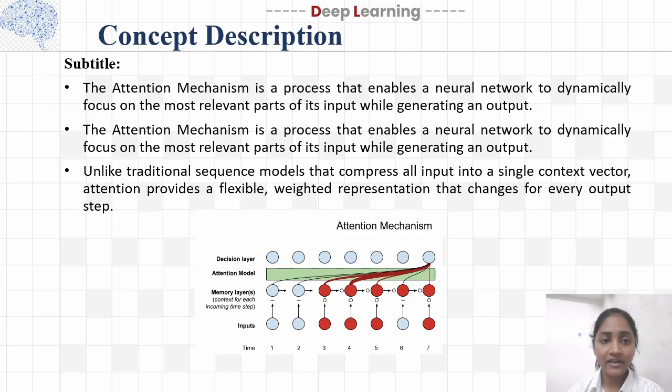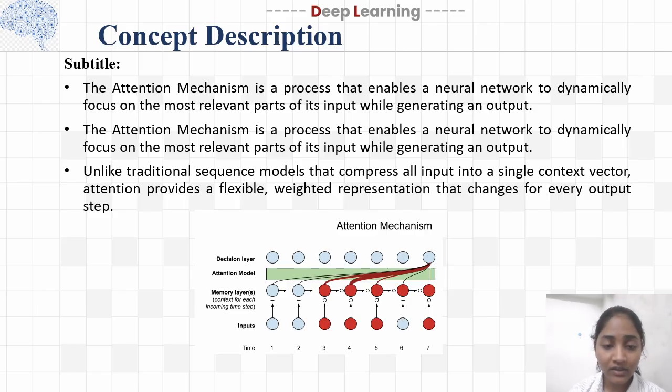So let's understand the concept of attention mechanism. The attention mechanism is a process that enables a neural network to dynamically focus on the most relevant parts of its input while generating an output. As I discussed earlier, unlike traditional sequence models that compress all input into a single context vector, attention provides a flexible weighted representation that changes for every output step.